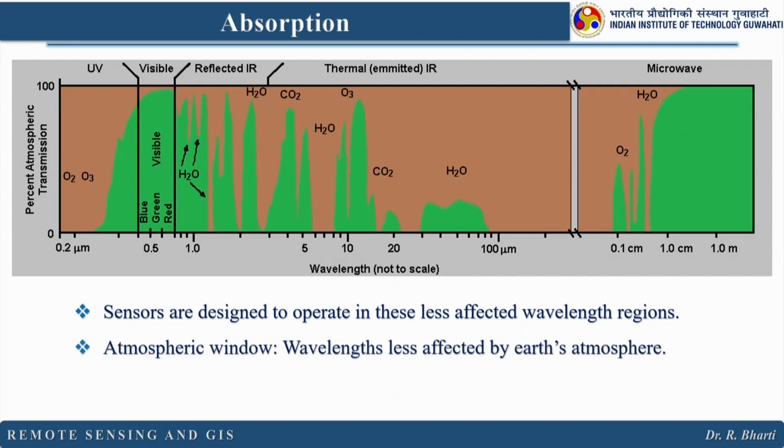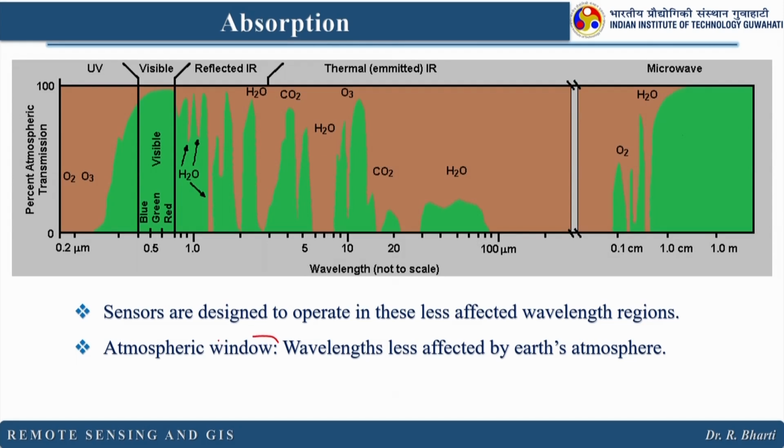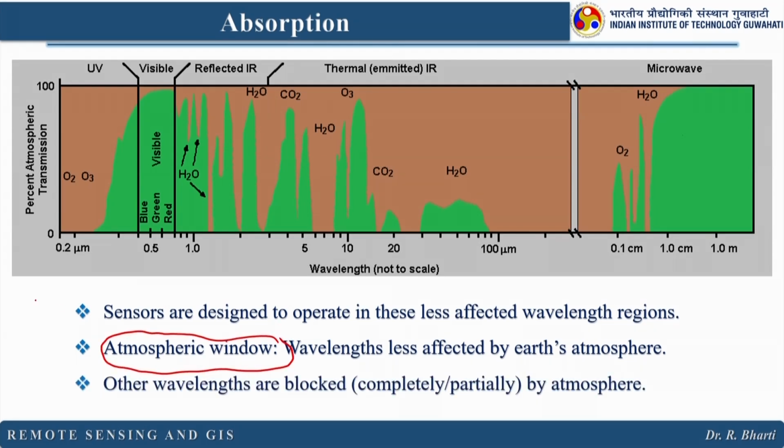Atmospheric window: the wavelength or range of wavelengths which are allowed by our atmosphere to reach the surface and again travel back to space to our sensor. So, those are known as atmospheric windows. Now, the next one: other wavelengths are blocked, maybe completely or partially, by our atmosphere.